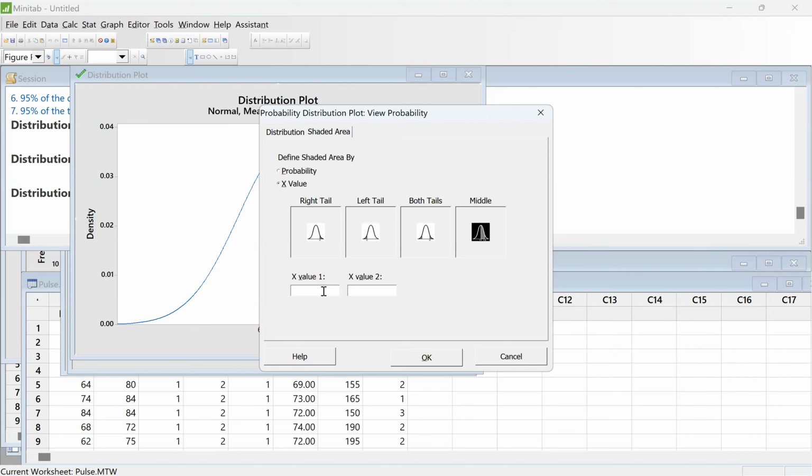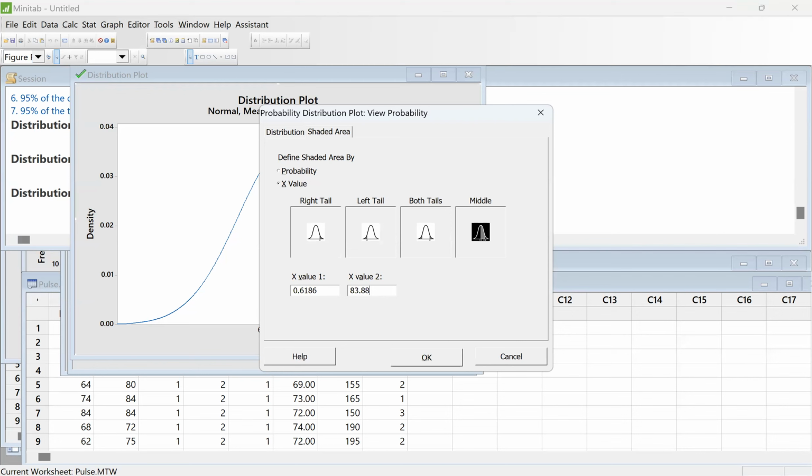Please tell me what is mean minus one standard deviation. The standard deviation is 11.01, so subtract 11.01 from the mean. How much is it? 61.86. Okay, 61.86, I have typed this. Now similarly, mean plus 11.01, that is how much? 83.88. Very good.